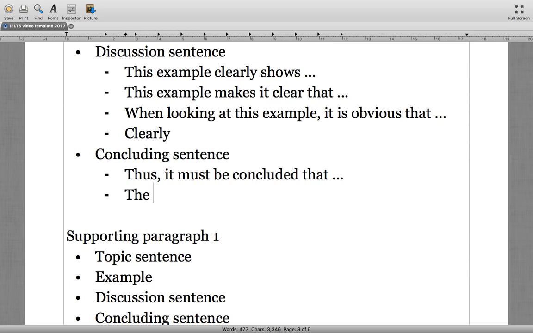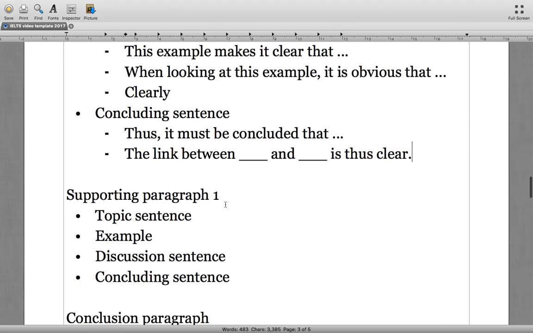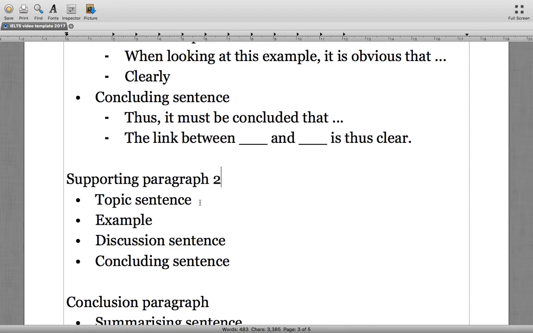Or we might say something like, the link between such and such is thus clear, or is obvious. So when you move on to supporting paragraph 2, which is what that should have said, you obviously are going to carry out several of the same steps. You're going to present another example, discuss that, and come to some sort of reasoned conclusion.